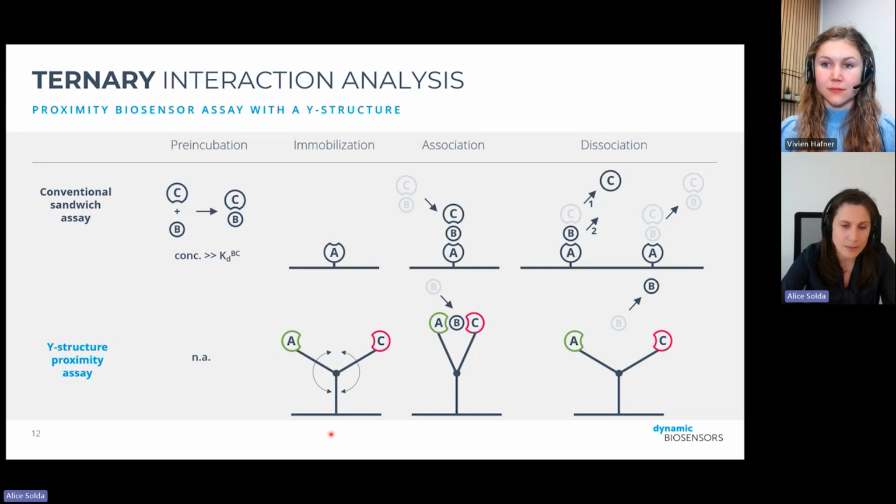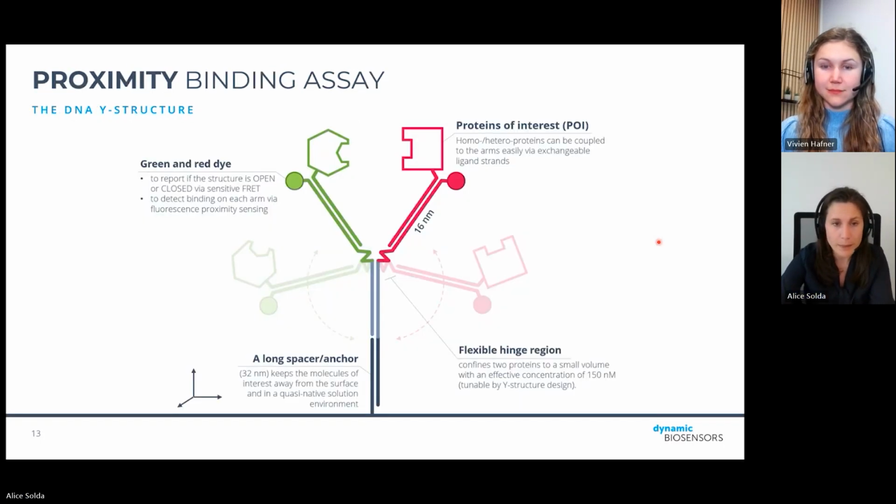But you have the system already on the chip with the two different colors. You just need to add the PROTAC and you see if there is binding or not. And when you follow the dissociation, it is for sure only the dissociation of the PROTAC and not of a complex. And to go a bit more into the details of our structure, it is the following.